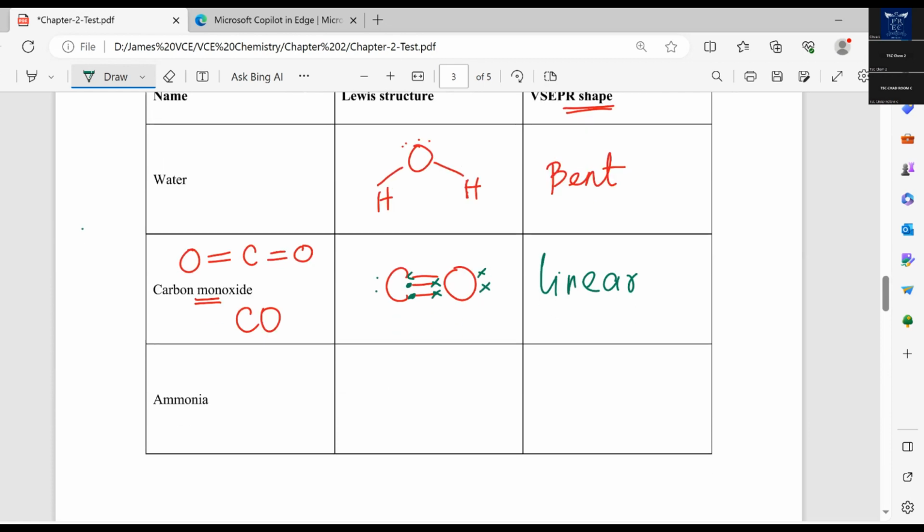Ammonia is obviously we have this, with 1 lone pair, with H. This one you should not miss. And this is called trigonal pyramidal.